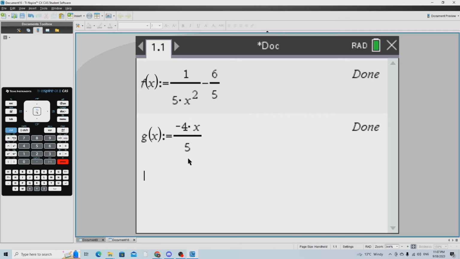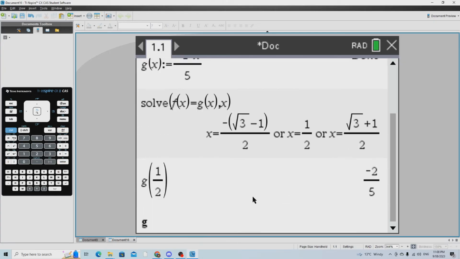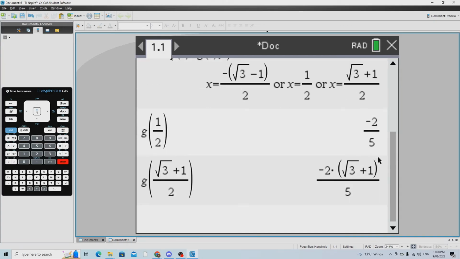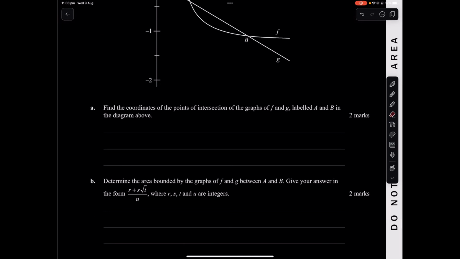So find the coordinates of the points of intersection. We want to solve f of x equals g of x, for x, and we get this, but we only want these two because they're positive. So what's g of this value here, and what's g of this value over here. Okay, so we get these, so let's write them. All right, so we wanted to solve, let's write it out because it's 2 marks, so solve f of x equals g of x.